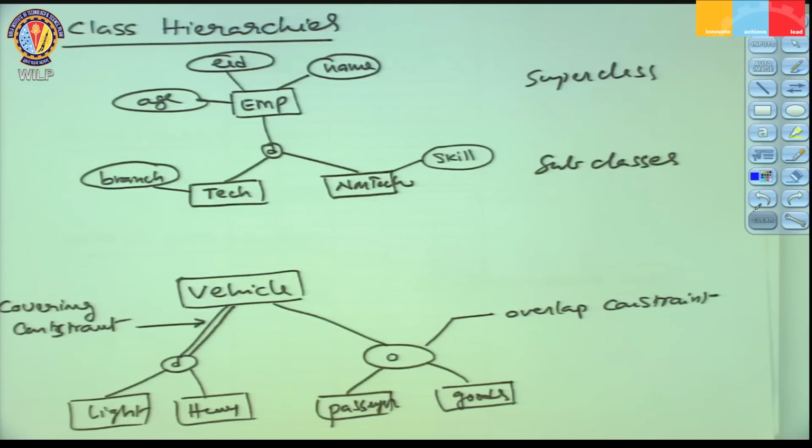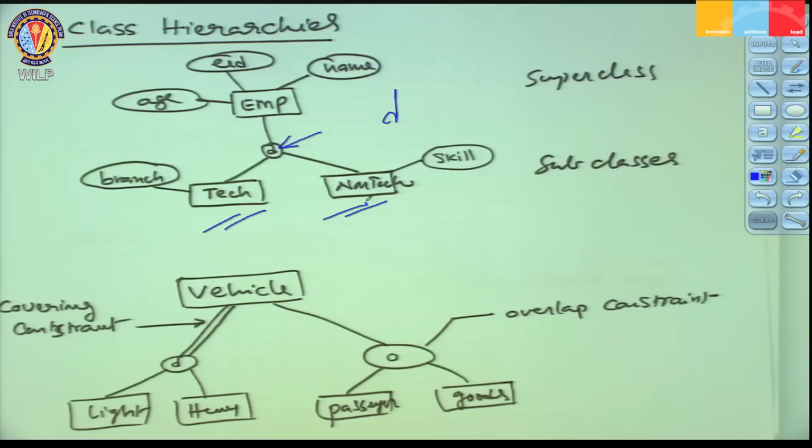Overlapping constraint, covering constraint. If you look at this, it says that an employee can be a technical employee and then a non-teaching employee. In this circle, which is on the line joining these to the superclass, I have written the letter D, which indicates that they are disjoint, meaning that an employee can be either a technical employee or a non-technical employee, not both. These two sets are disjoint.